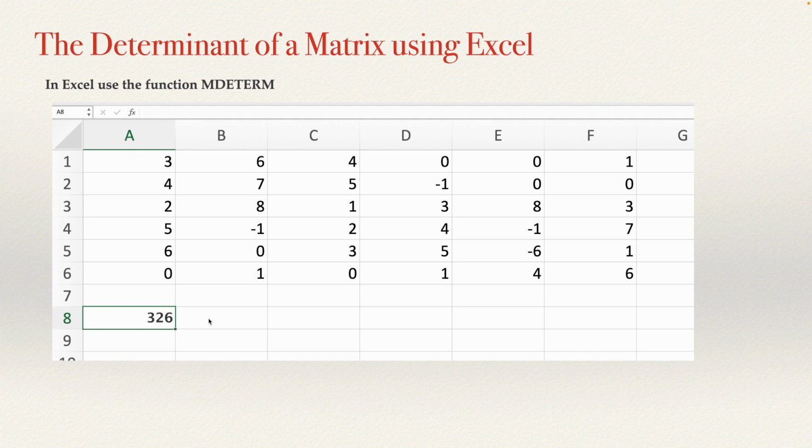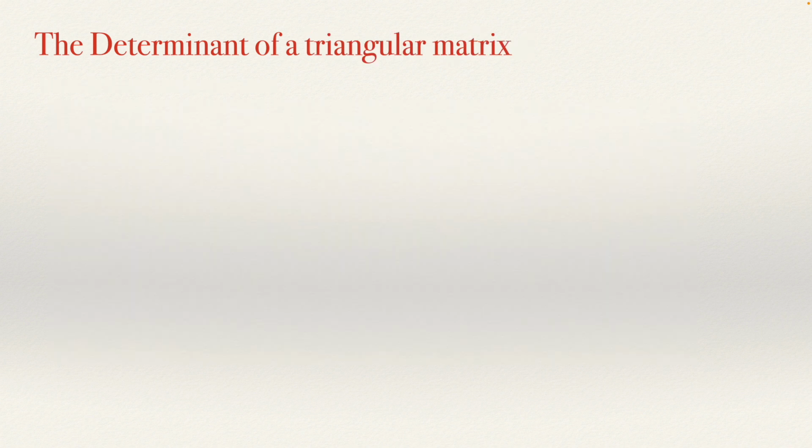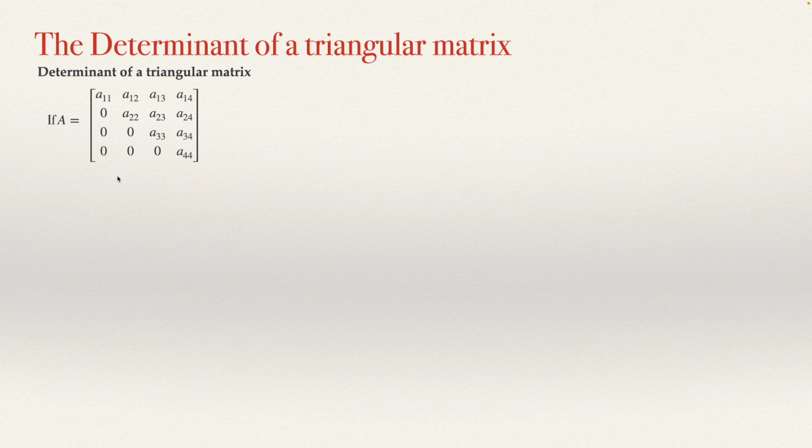So that is the way you should work if you have Excel and you need to compute the determinant of a very big matrix. Sometimes it turns out to be easy to compute the determinant of some matrices, maybe faster than entering the matrix in software. For example, if you have a triangular matrix, like for example this one, this is a 4x4 matrix.